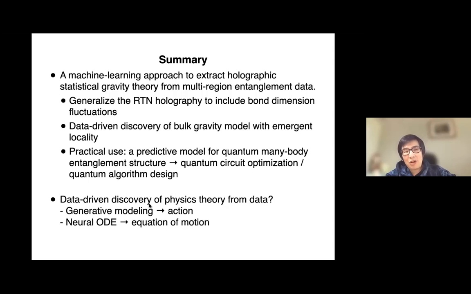I think more profoundly, in the future, the big question is: can we use a data-driven way to discover new physics, new physics theory, from data? You can see that not only are we trying to fit the data, we really try to learn certain gravitational actions that lie behind those entanglement data.